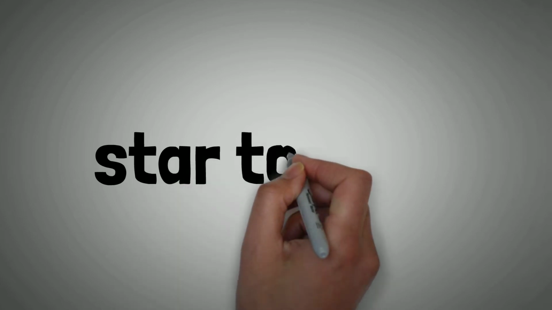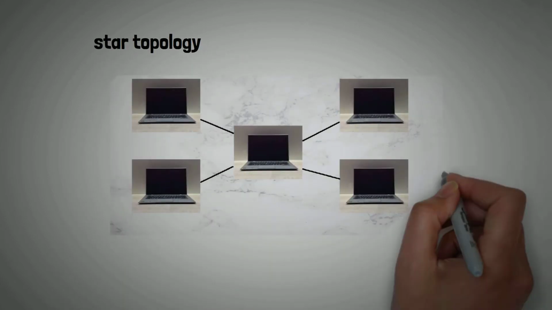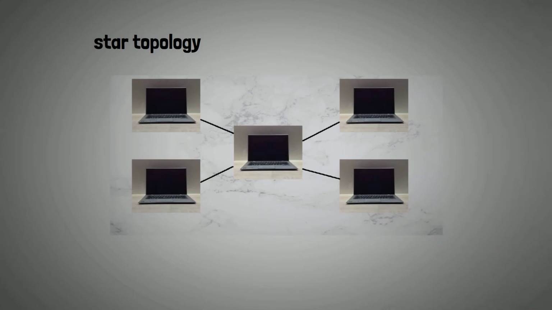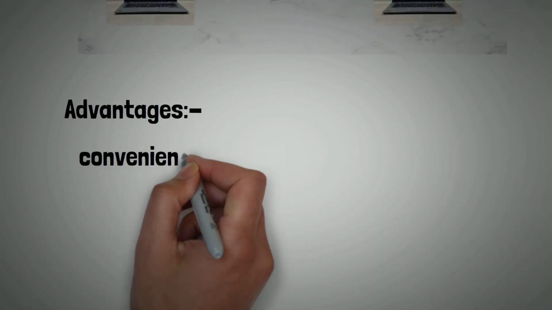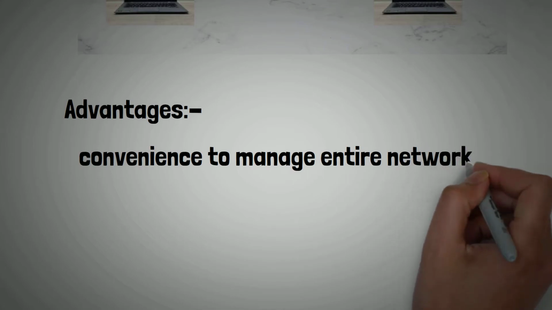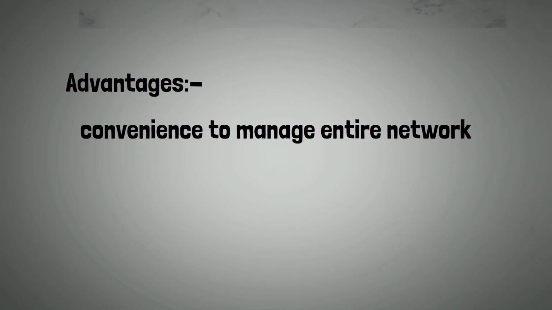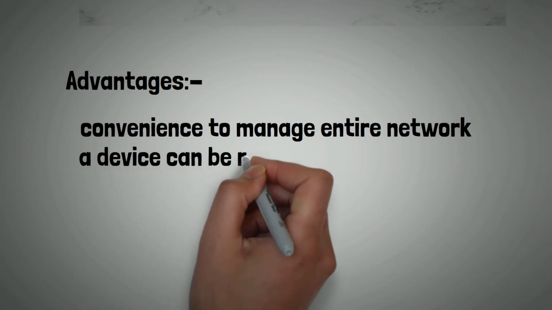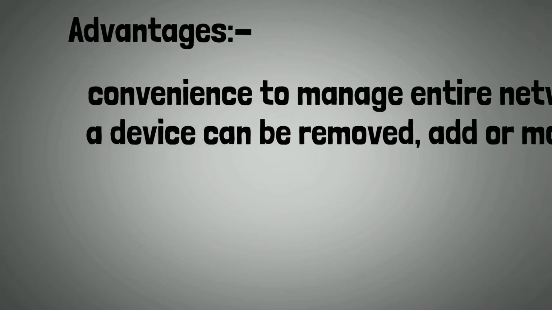Now, let's discuss star topology. It's a network which relies on some middleware or other device which transmits data on their behalf. Advantages of star topology: it's convenient to manage the entire network from one location. If one computer goes down, others will not be affected. Additionally, a device can be removed, added or modified without taking the entire network down.